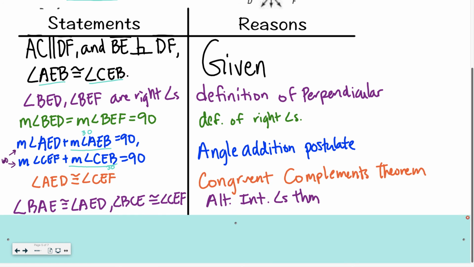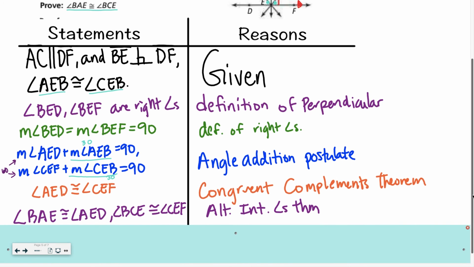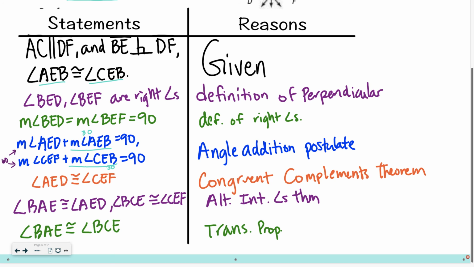Because ultimately, remember, I want to prove that those two purple angles are congruent, right? Angle BAE is congruent to angle BCE. And I can do that by the transitive property now. I can replace, instead of writing AED, I can swap BAE. And instead of writing CEF, I can swap BCE, which is the final step of what I wanted. So that is the transitive property.